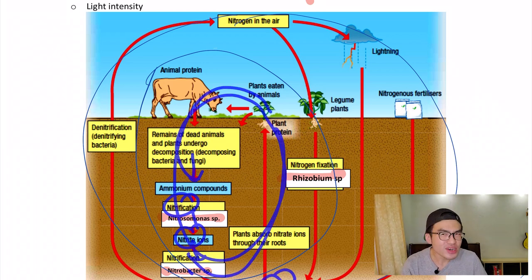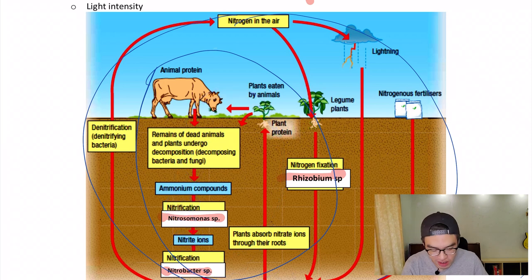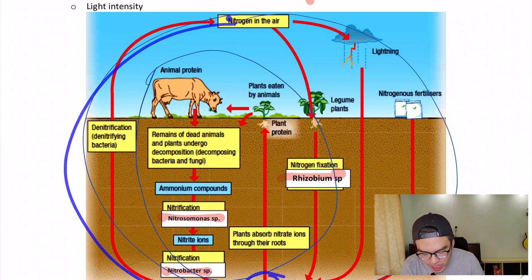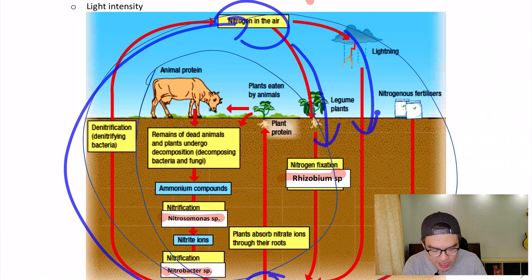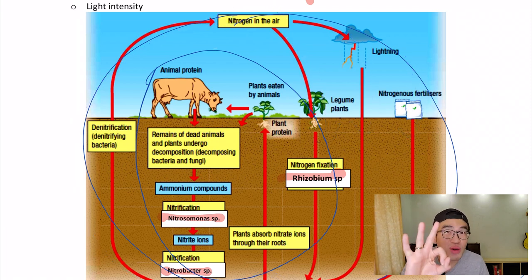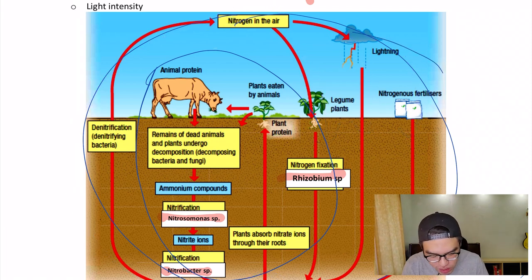And then what's the large cycle? The big cycle is when nitrate is turned into nitrogen in the air, and then there are three ways of turning nitrogen in the air back into the soil. So remember these three ways. I would say these three are the most important.